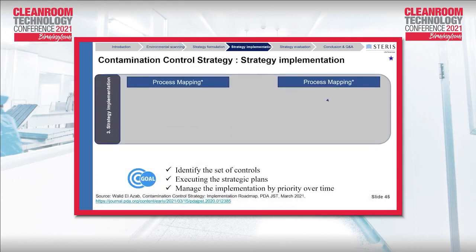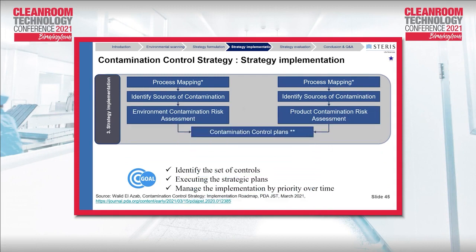So really, the goal of the strategy implementation is to be able to identify the set of controls. And to be able to identify the set of controls, you already know it, is to be able to map the process, identify the source, evaluate the risk, and then develop your control plan. And then being able also to prioritize. It's impossible to do everything in one step. So you would need to prioritize part of the implementation by priority: what needs to be implemented first and has a great advantage or a great impact on your CCS performance, and then the rest.